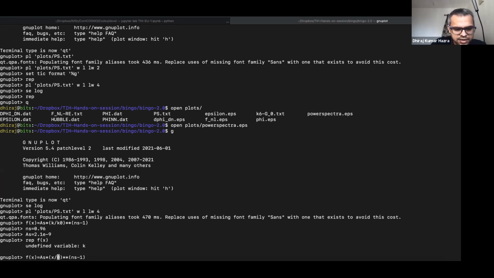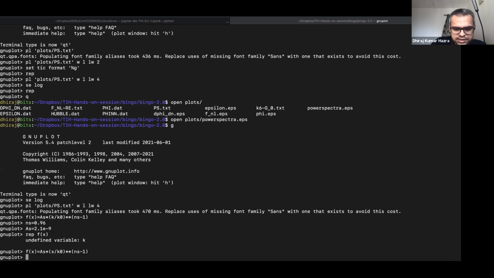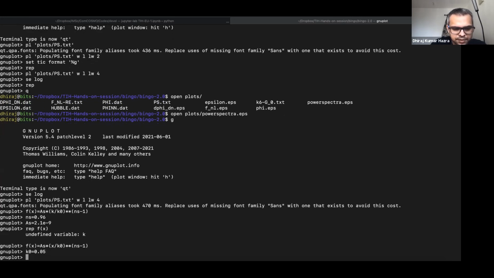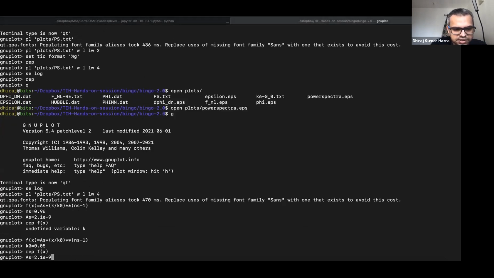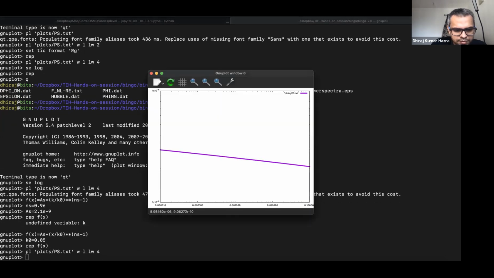It is in x, right? So k0, and then I say k0 equal to 0.05 megaparsec inverse. So I plot on top of that. I have to plot it again.